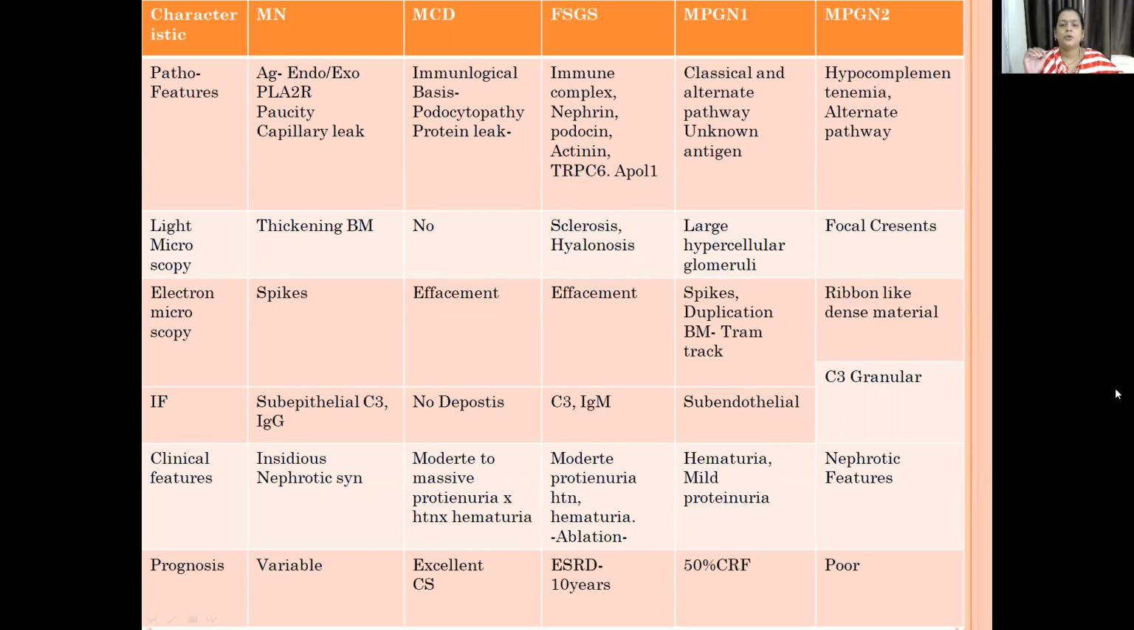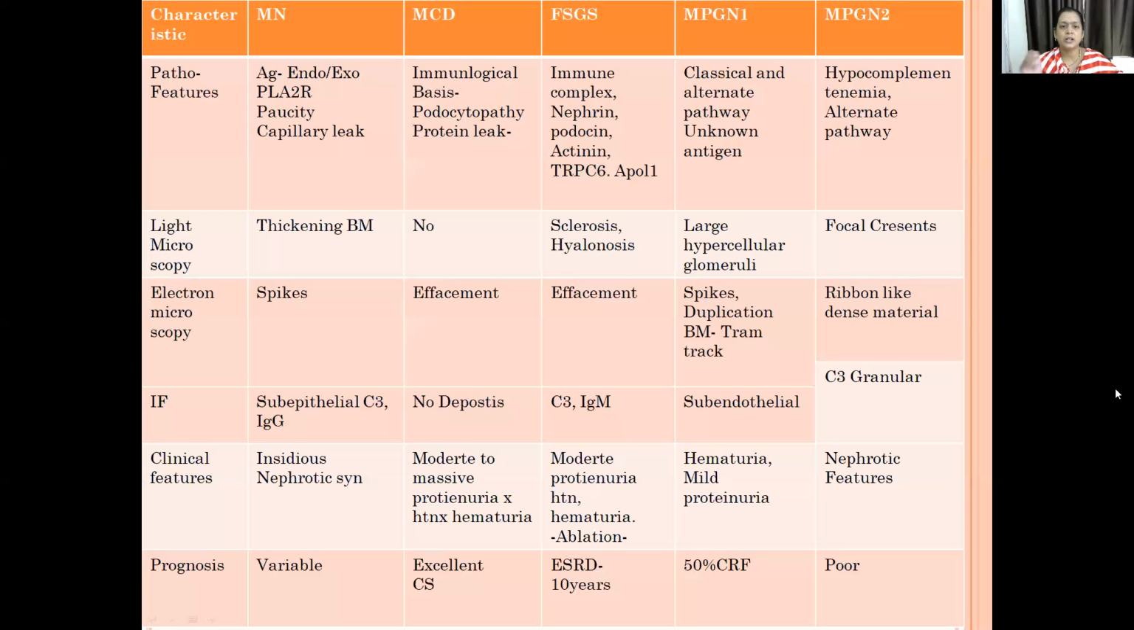So yesterday I told you that the primary glomerulopathies which are causing the nephrotic syndrome are usually the membranous nephropathy, minimal change disease, focal segmental glomerulosclerosis, membranoproliferative glomerulonephritis 1 and 2, right? So when we are discussing these things, we have to discuss them under certain headings. Okay, first, age. The membranous nephropathy is usually present in adults ranging from 40 to 70 years. The minimal change is usually seen in children.